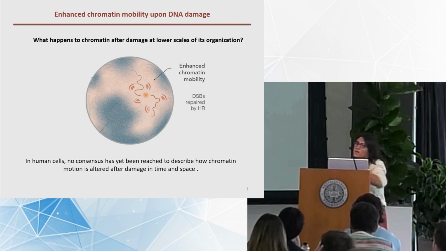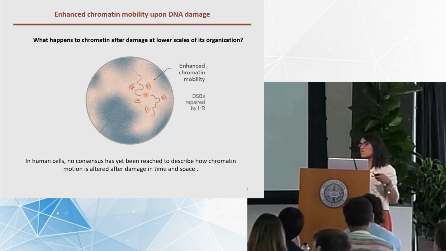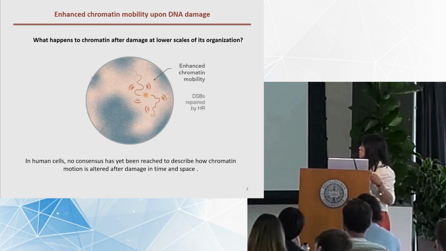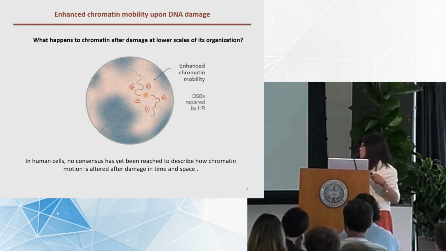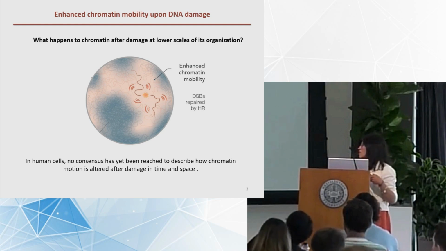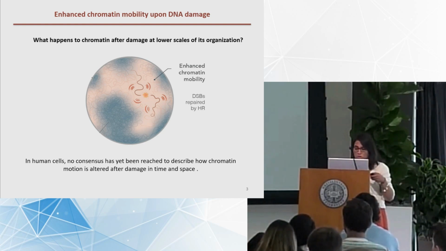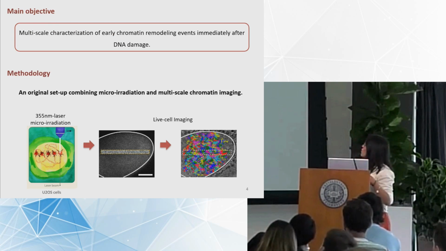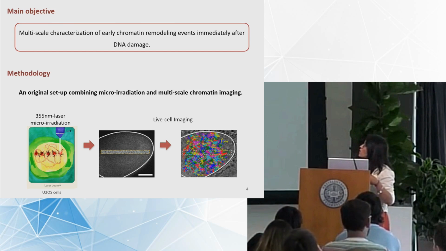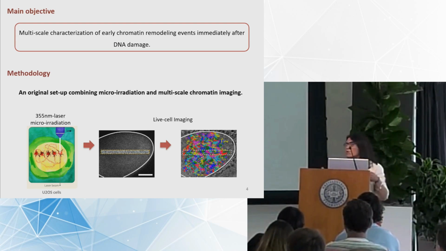We know from studies mainly done in yeast that the chromatin fiber is more dynamic after damage, which seems to favor repair. However, in human cells, there is no consensus to describe how chromatin motion is altered after damage, taking into consideration time and also space. That's why the main objective of this study is to characterize the early remodeling events that occur immediately after DNA damage, at multiple scales of chromatin organization, and to understand their mechanisms and also function.